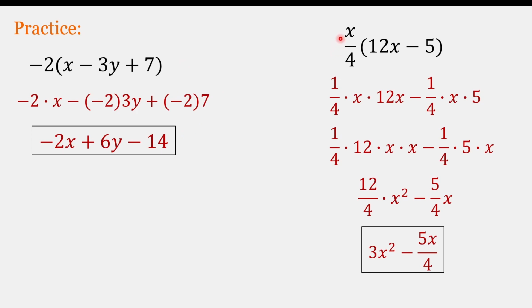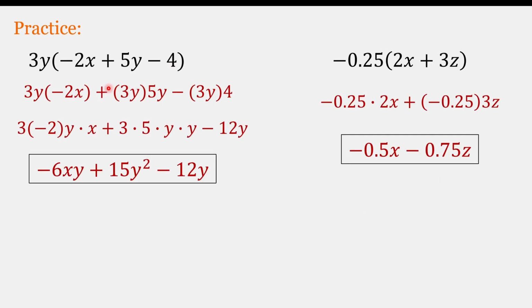For the second problem, we're multiplying by x over 4. So once again, I split apart that fraction, rewriting it as 1/4 times x. And we end up with 3x squared minus 5x over 4. We are multiplying 3y to that expression. And again, we end up with negative 6xy plus 15y squared minus 12y.